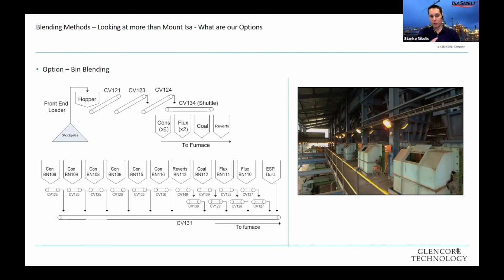So both systems have pros and cons, and I'll leave the rest to Ben and to Oscar to take you through a little bit more about their personal experience on sites operating with these 2 different systems.